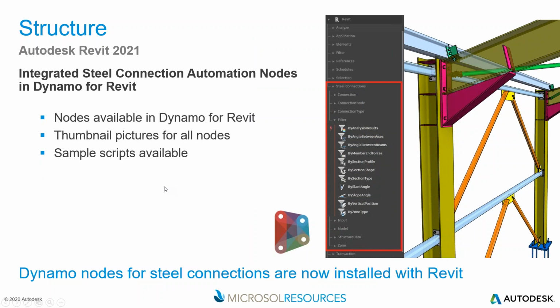And speaking of structure, you've got to have more nodes available for Dynamo. So we mentioned that on the platform level there are more nodes. On the structural and architectural level there are more nodes, essentially giving you easy access to incorporate these components into your automated generative scripting.